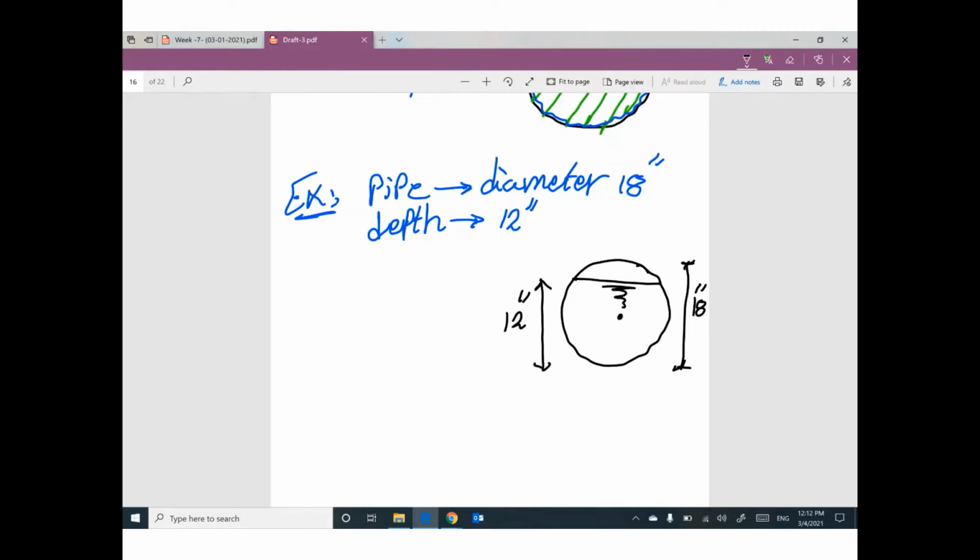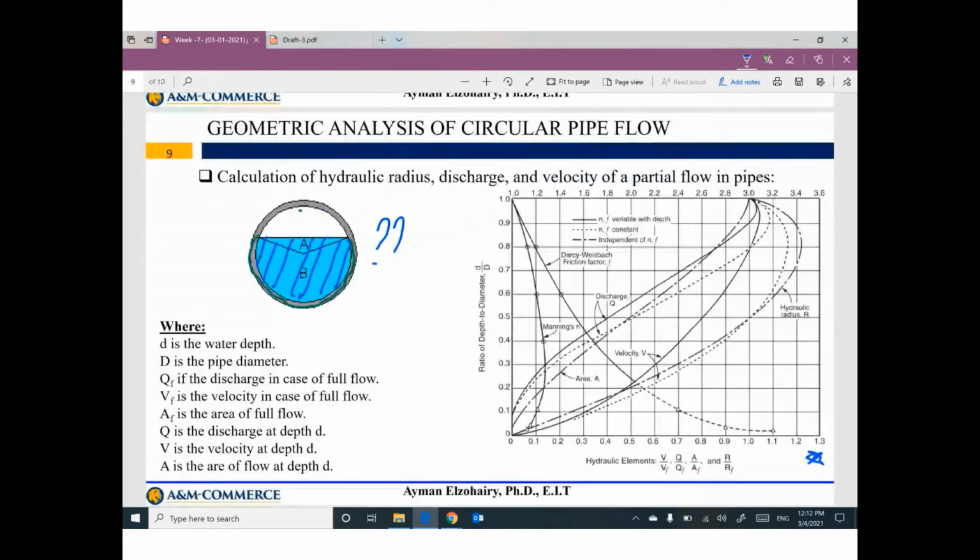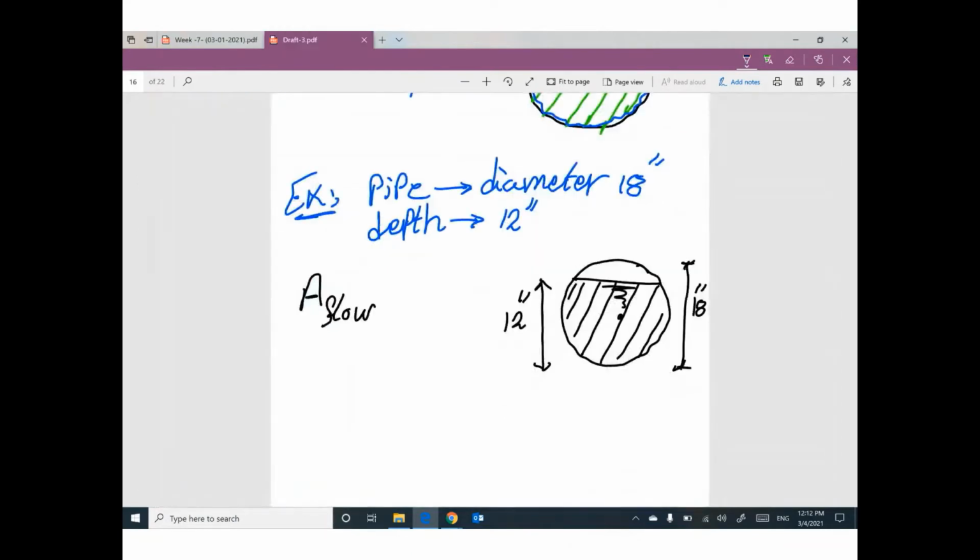We need to figure out what the area of flow is. What this area is. I will show you how I can use this chart. It's very simple, but you just need to understand how to use it. It's very easy. Just pay attention, please. Pay attention.